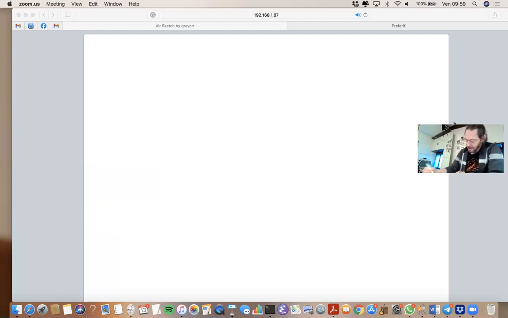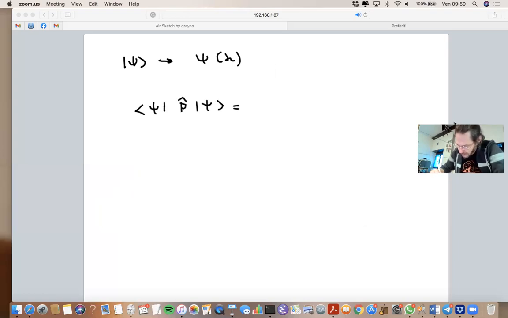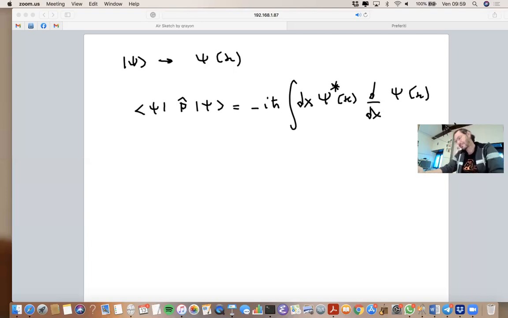So let's be a little bit clear here. Let's suppose the system is in a state psi, which corresponds to a wave function psi of x, and let's compute the expectation value of the momentum operator. Well, this would be negative i h bar, integral dx psi star of x, d by dx psi of x, since the momentum operator in position representation is the derivative.